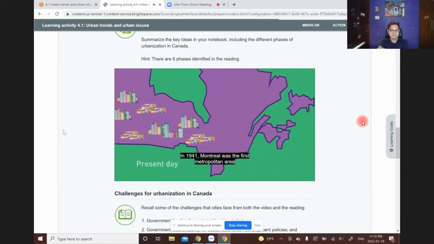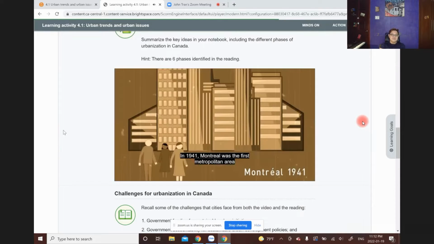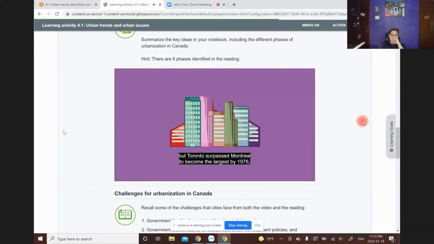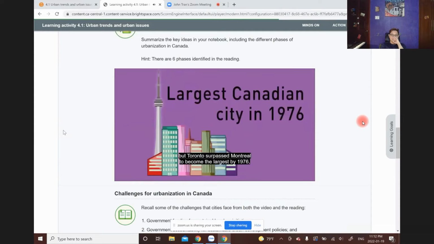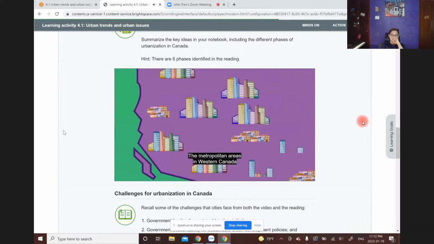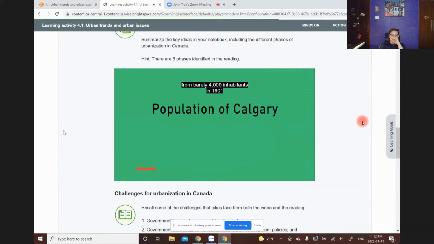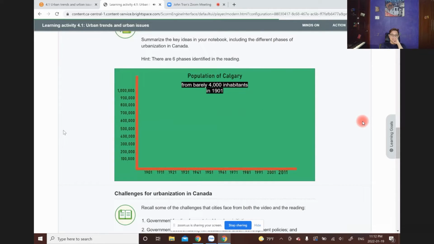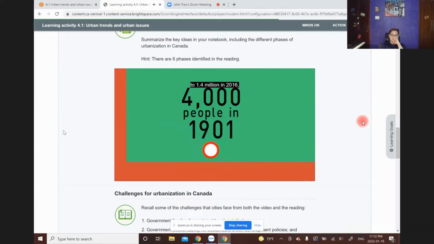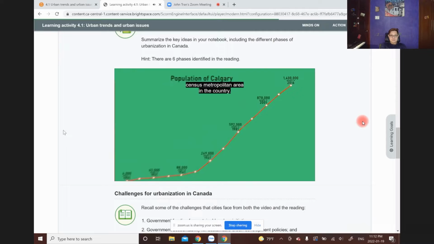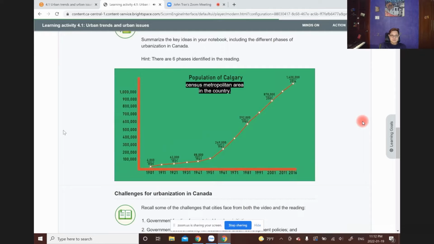In 1941, Montreal was the first metropolitan area in the country to reach 1 million inhabitants, but Toronto surpassed Montreal to become the largest by 1976 and has never looked back. The metropolitan areas in Western Canada are growing the fastest. For example, the population of Calgary shot up from barely 4,000 inhabitants in 1901 to 1.4 million in 2016, making it the fourth largest census metropolitan area in the country.